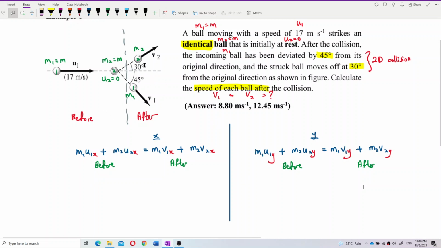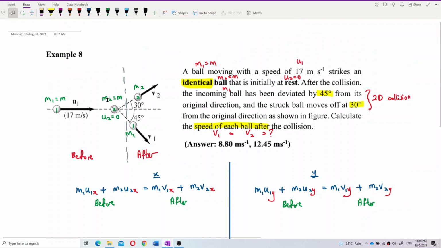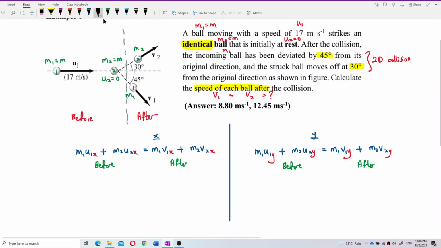One bonus here is that mass 1 and mass 2, ball 1 and ball 2, are identical. The bonus for this question is that they have the same mass. So we can write over here, mass 1 equals mass 2 equals m. All of these have the same mass, m.